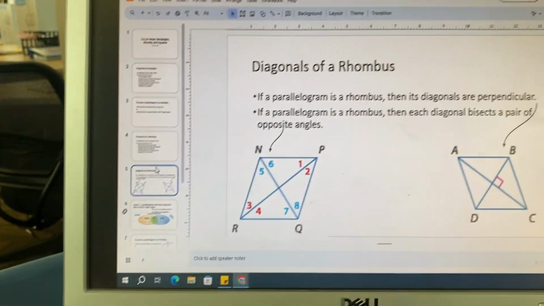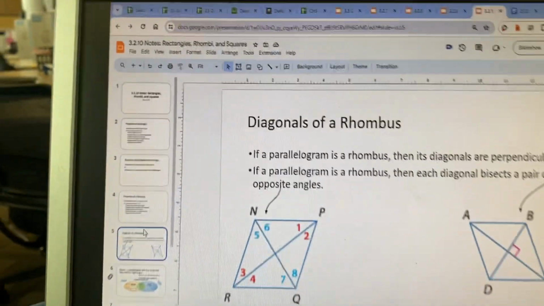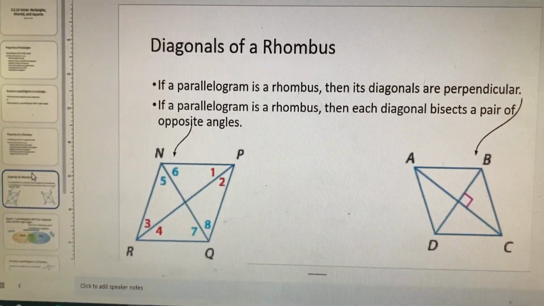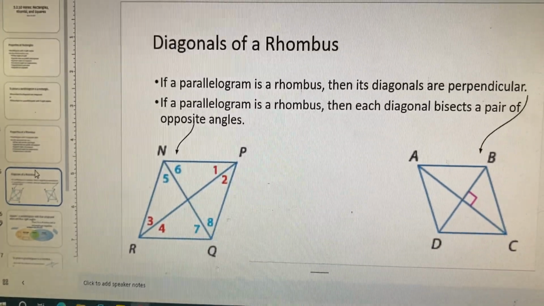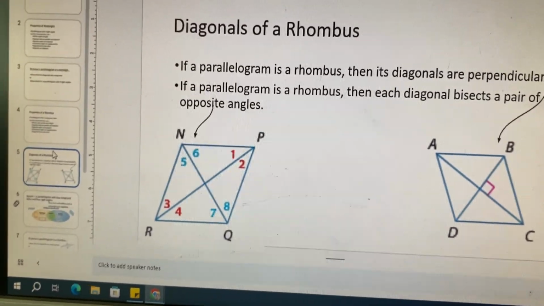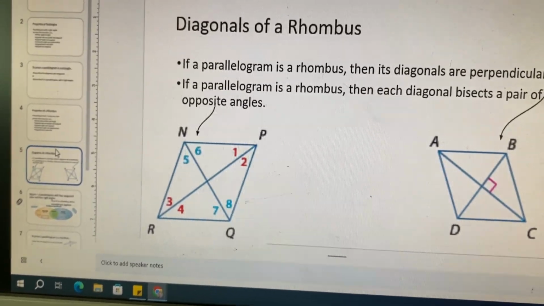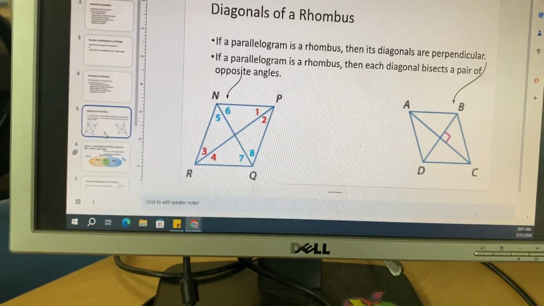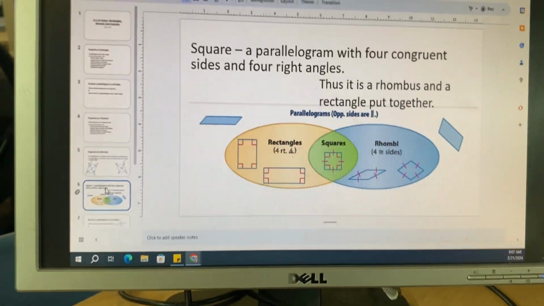The difference with the rhombus, especially when you have the diagonals of a rhombus, the diagonals are perpendicular. Okay, so they are perpendicular bisectors, and they bisect the opposite angles as well. So that's some tricky stuff that you can run into when it's a rhombus. I always like this image here.